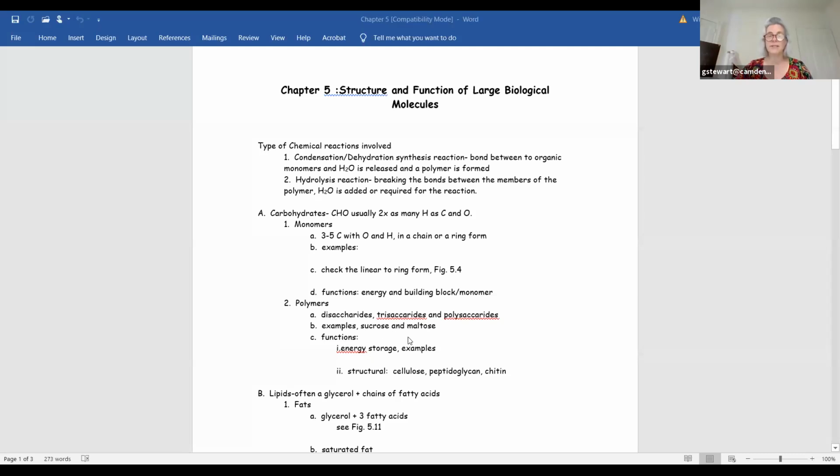So the polysaccharides, you can use them to store energy, but you can also use them as structural molecules in cells. So cellulose you might recognize from plant cell walls. Peptidoglycan is what's in the cell wall of bacteria, and chitin is what's in the cell wall of fungus.